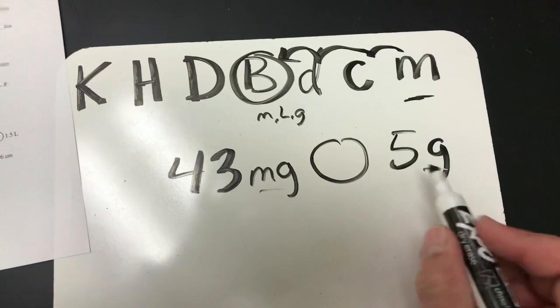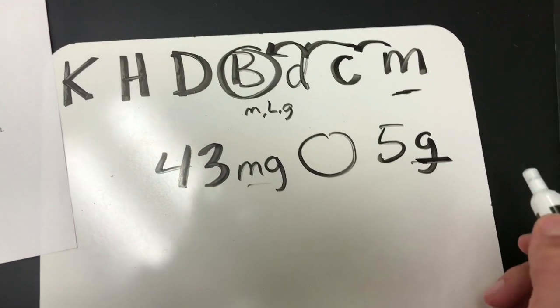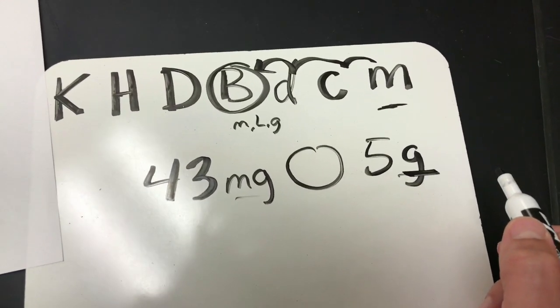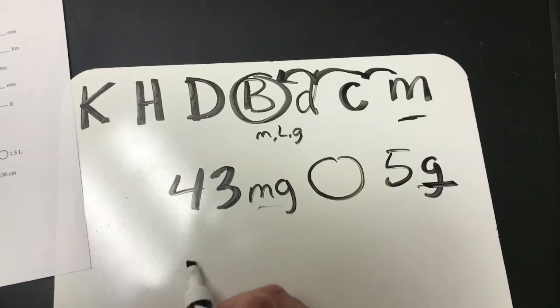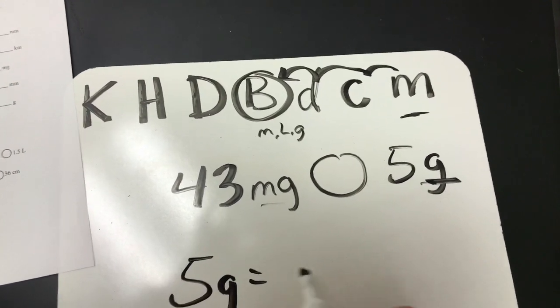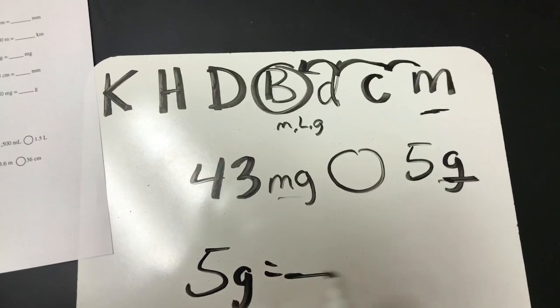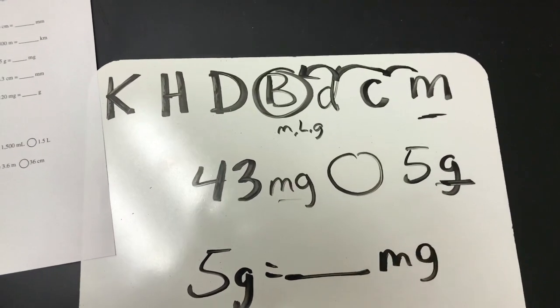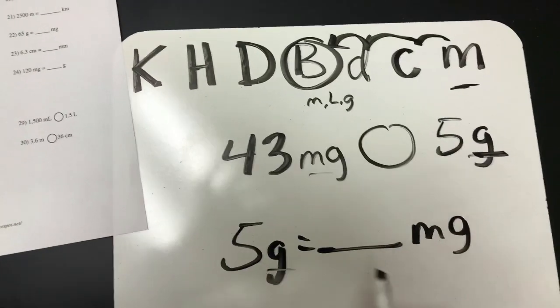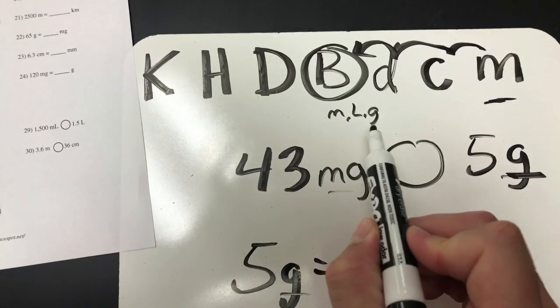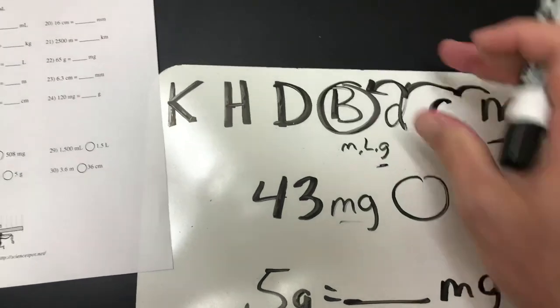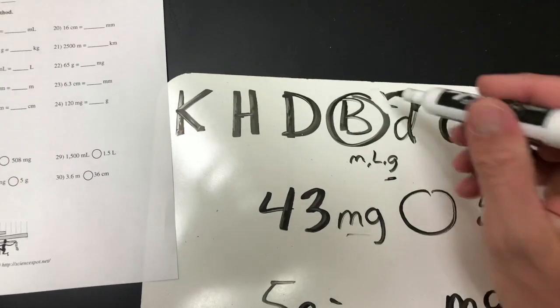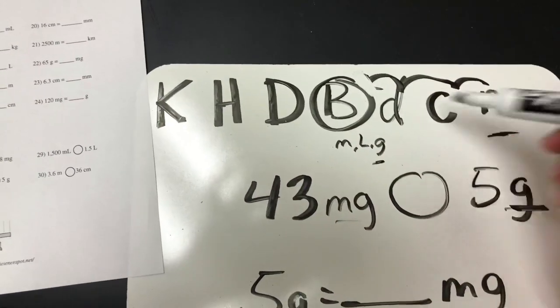I personally like to convert the larger unit to the smaller unit. I think it's easier that way, but you can go either way. It doesn't matter. So I'm going to convert 5 grams into milligrams. I'm going to see how many milligrams that's equal to. Grams is a basic unit, it's right here, and I'm converting it to milligrams. So on this one, I'm going from grams to milligrams.